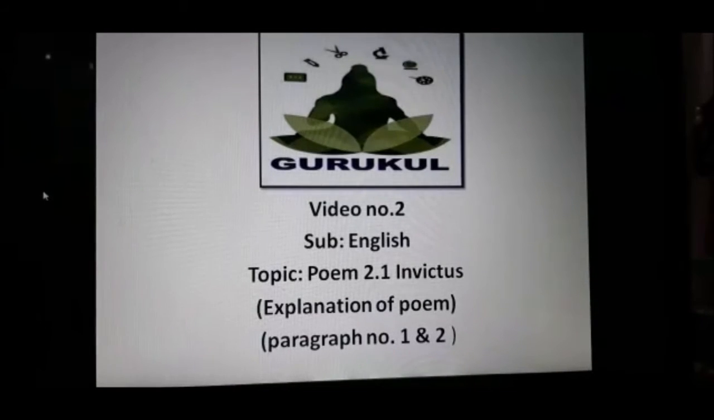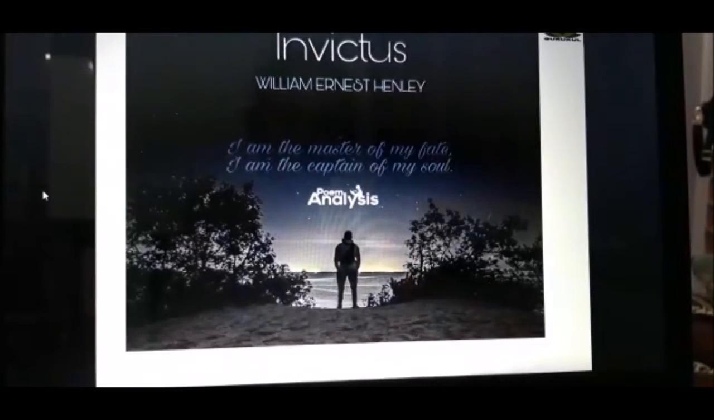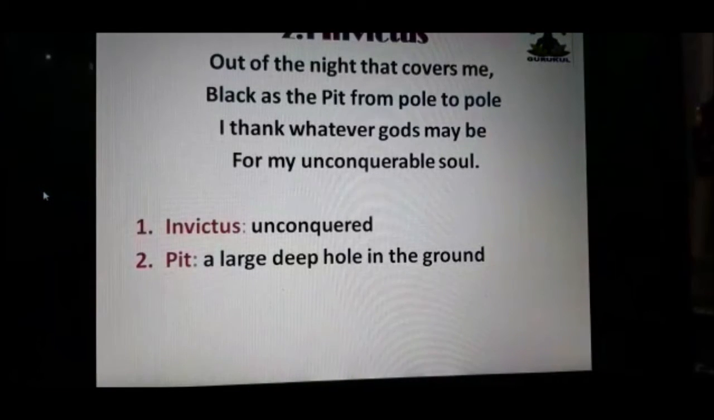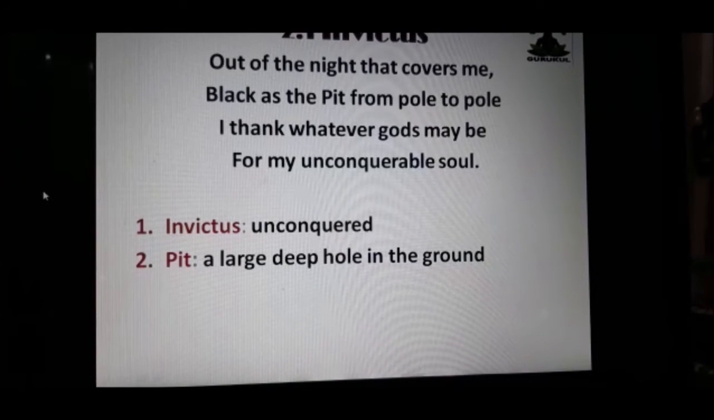Welcome back, children. Now let us go through the poem and see what the poet is trying to tell us. Invictus by William Ernest Henley. Out of the night that covers me, black as the pit from pole to pole, I thank whatever gods may be for my unconquerable soul. Invictus here means unconquered, children, and pit here means a large deep hole in the ground.